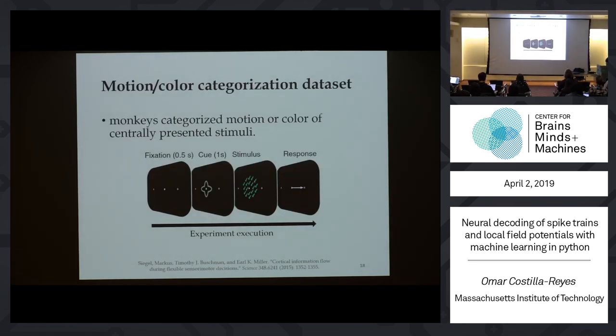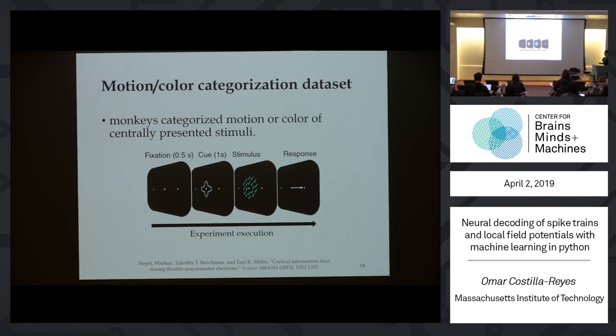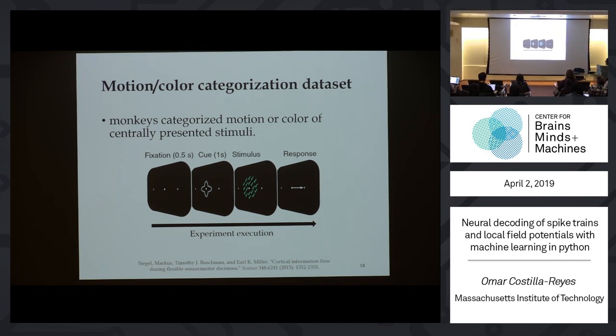All right, guys, so now we are going to go into the dataset that we're going to be using and playing with today. So here is the task. It's a motion and color categorization dataset. Basically, what the monkey has to do is classify either motion or color when a stimulus is shown, right? So this is the experimental execution.